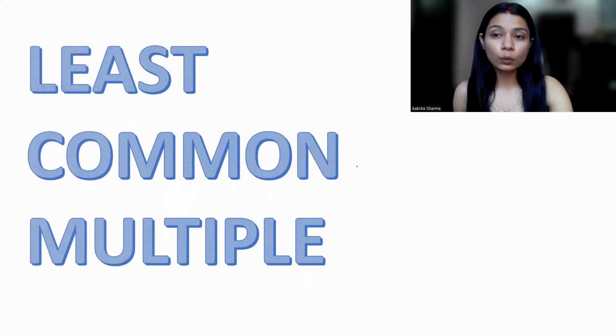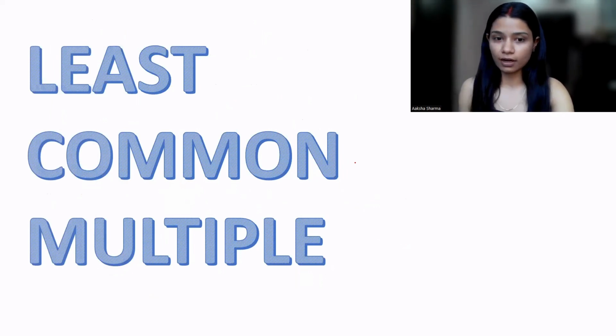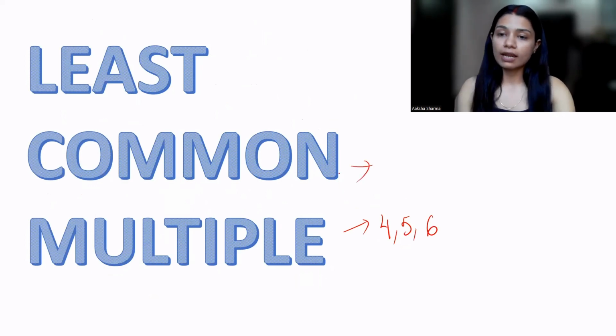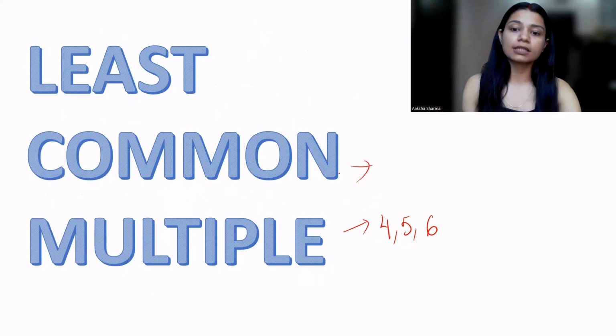So what did we do in all of this puzzle? We found out that the answer was 61. First of all, we found out the multiples of 4, 5, and 6. We tried finding out the common multiple, because Alice was arranging those apples into groups of 4, 5, and 6.